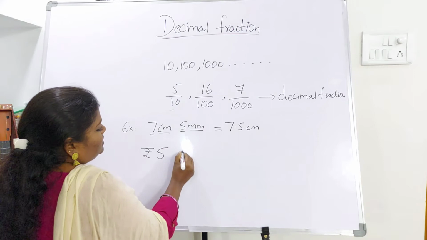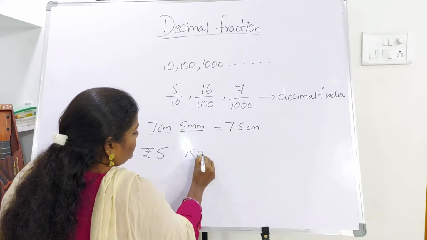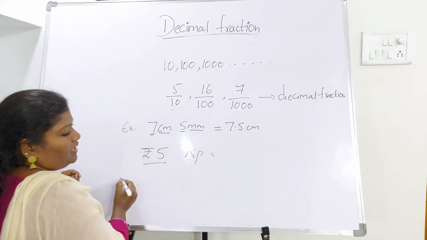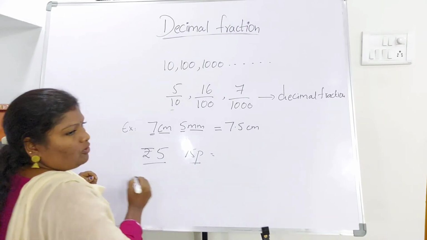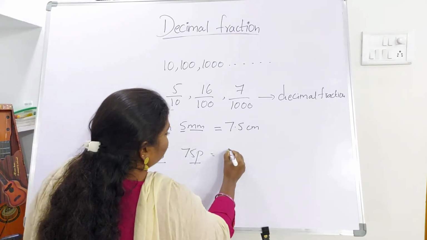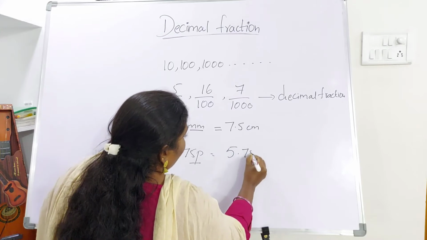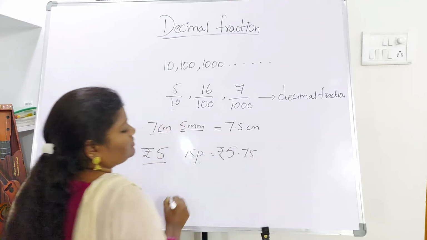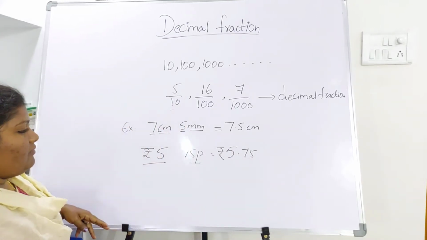In the same way, if I take 5 rupees 75 paise, rupees is the higher quantity, paise is the lower quantity. So I can write this as 5.75 rupees.